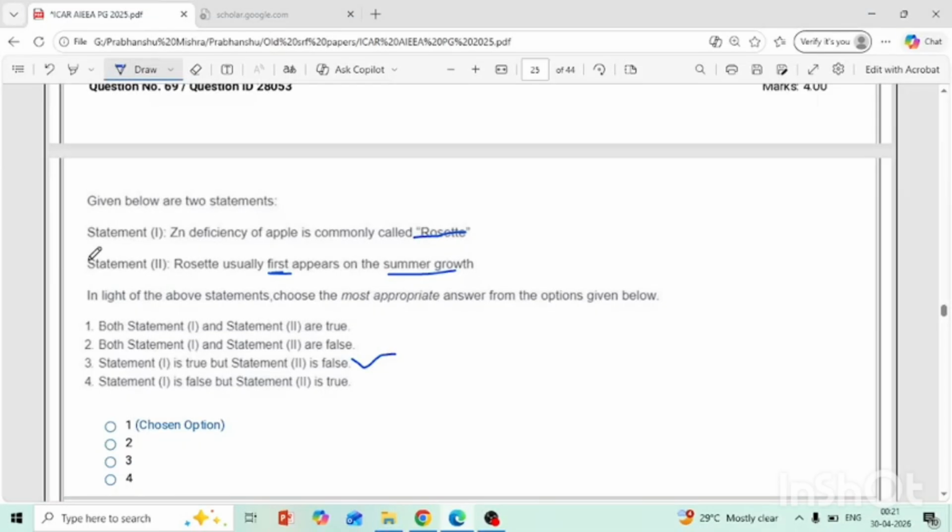Next question is, there are several statements. Androgenesis is most commonly used in onion for hybrid production. Commonly, they are talking about, commonly means regularly.